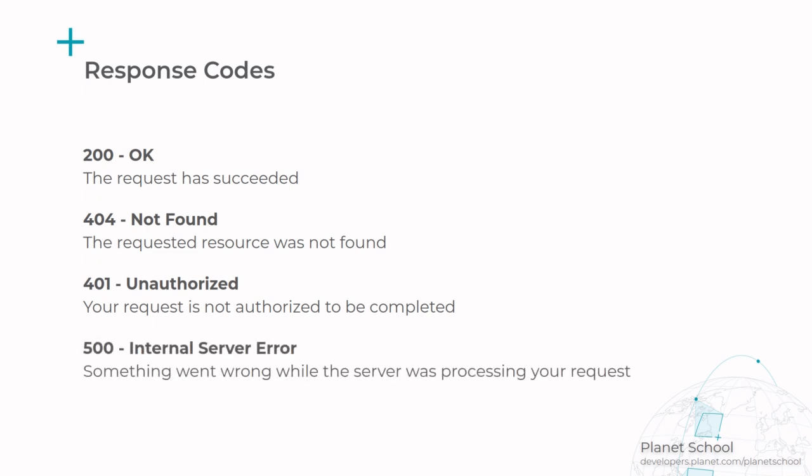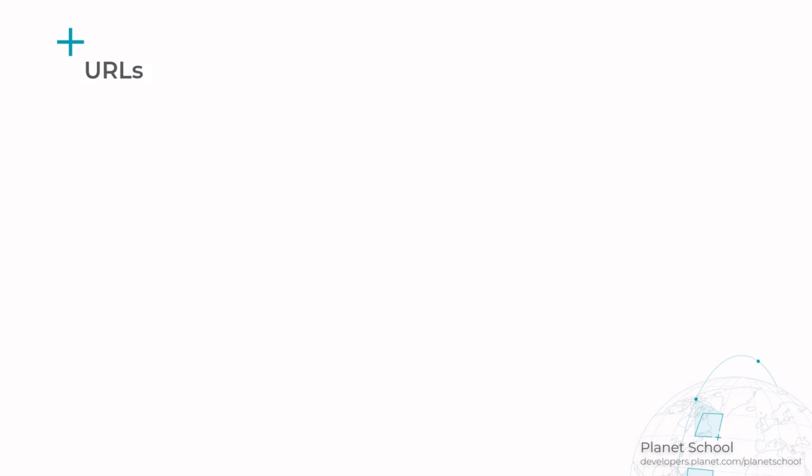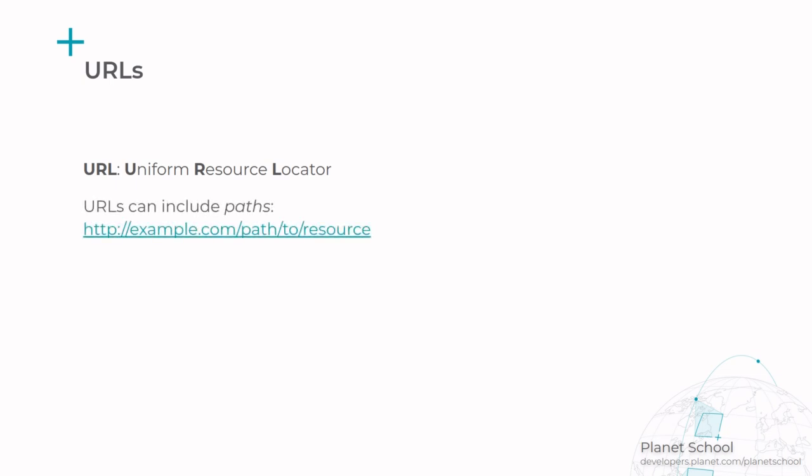And finally, let's talk a bit about URLs. In APIs, resources are located at URLs, which stands for Uniform Resource Locator. URLs can include something called paths. In this example, path/to/resource indicates the resource's location. For example, maybe it's in a directory on the remote server's file system.